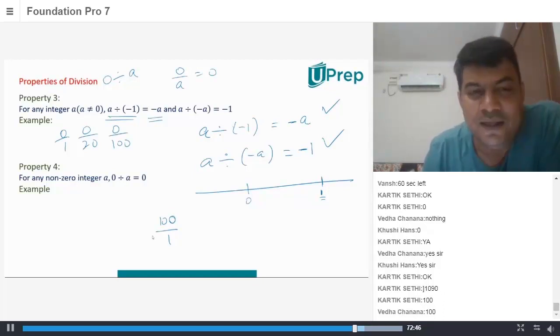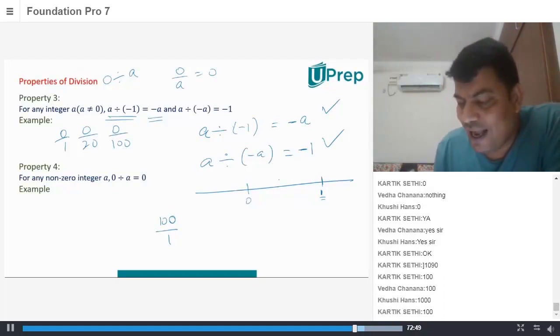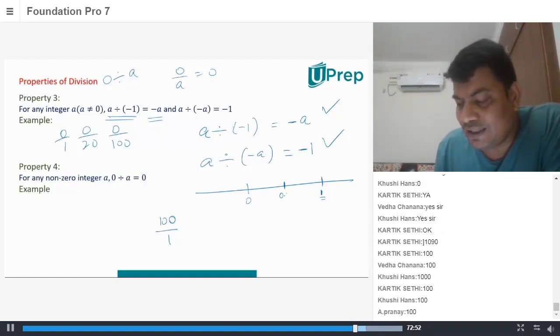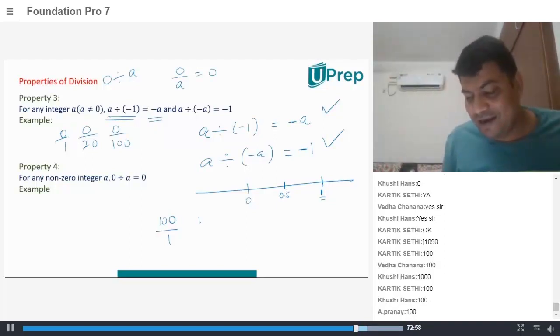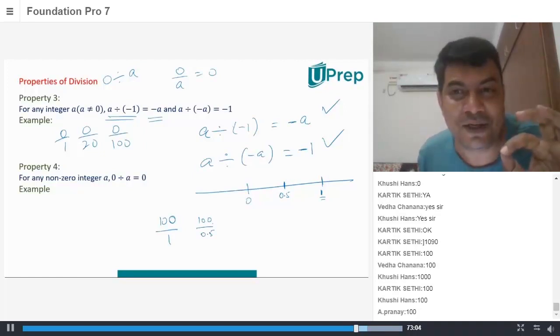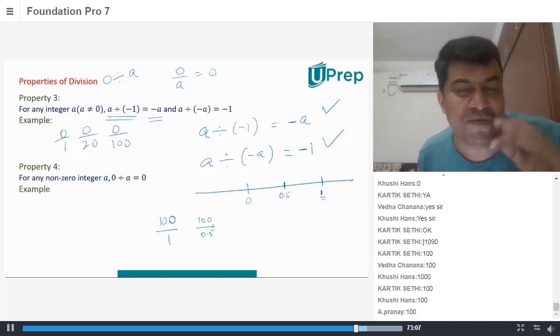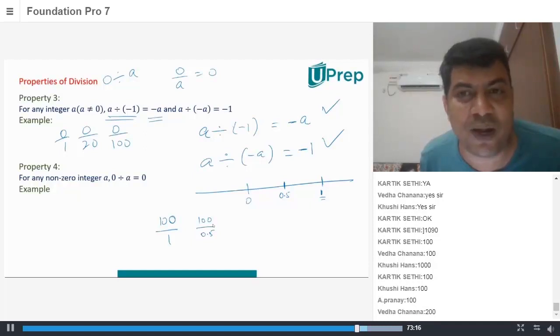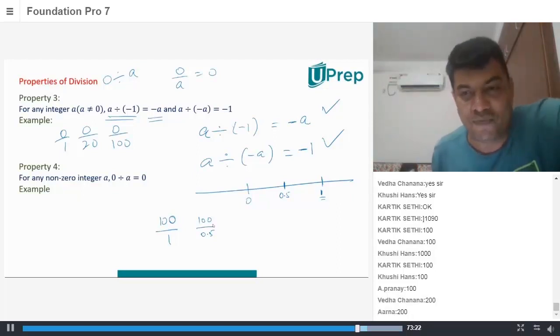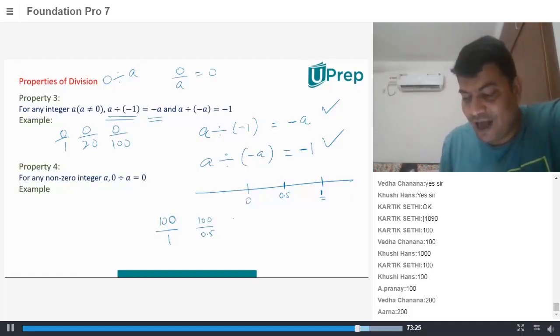What is the value of 100 divided by 1? 100. Now, let's assume I don't have 1. I have only 0.5. If I want to divide 100 by 0.5: if I'm dividing by 1, it is 100. If I'm dividing by 0.5, will it be more than 100? It will be 200, because 0.5 is 1 by 2. She says 200. Wonderful.